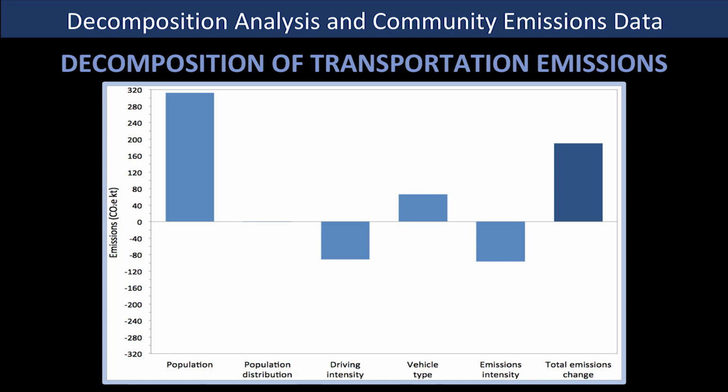But you can see now we have these other factors where the driving intensity, people are driving less per capita or maybe more carpooling, perhaps those sorts of things. Driving intensity actually led to a reduction in GHG emissions. The types of vehicles people were driving, so people buying larger vehicles in that time period, actually contributed to an increase. And then finally, emissions intensity contributed to a decrease. That one's not too surprising. Vehicles were getting more efficient over time.